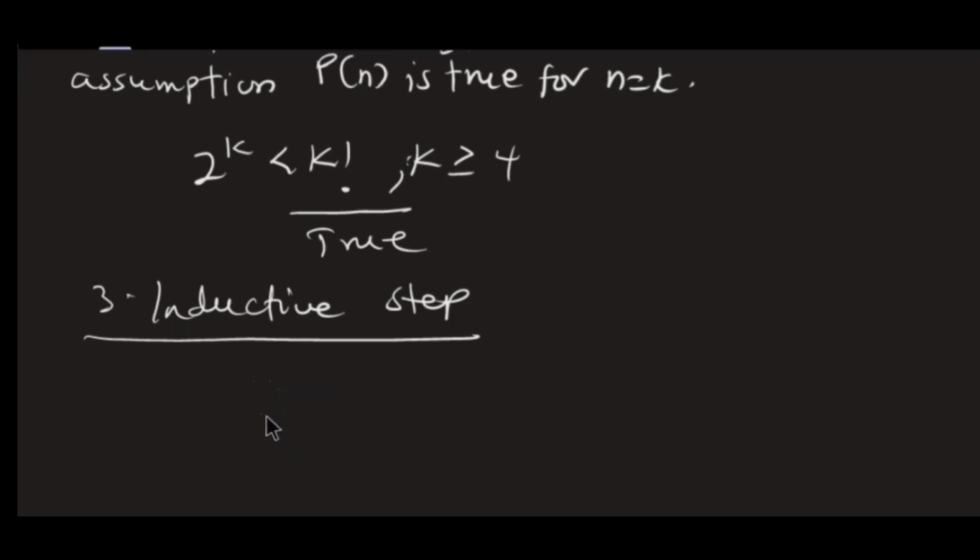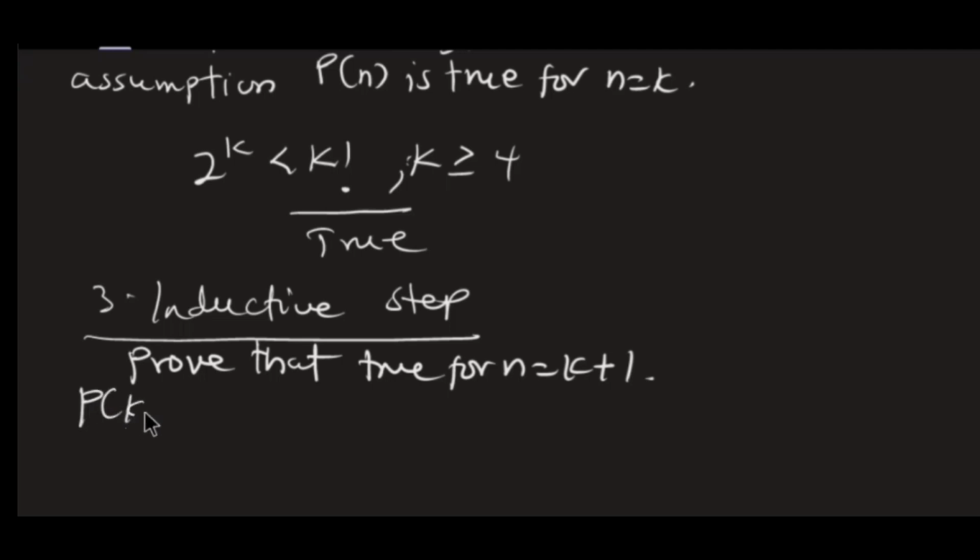In this step, you have to prove that the statement is true for n equals k plus 1, the term that comes after k. So our P of k plus 1 at this stage is going to be 2 to the power k plus 1 less than k plus 1 factorial. Wherever you see n, you put k plus 1. This is what you're going to prove. If this relationship becomes true, then the statement from the beginning is true for all natural numbers n.